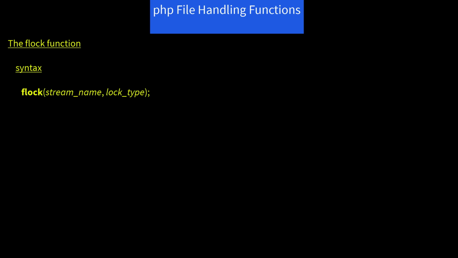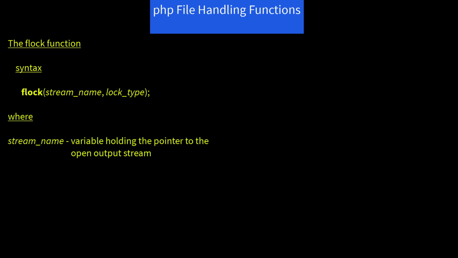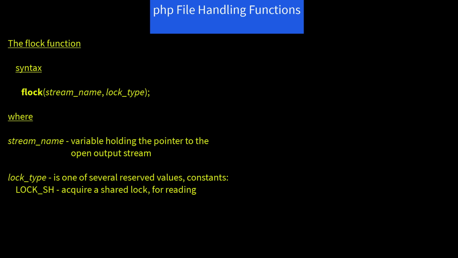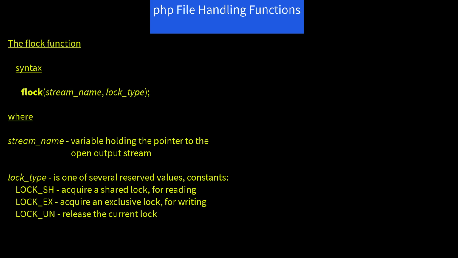So the syntax is flock(stream name, lock type). Stream name is the variable holding the pointer to the open output stream. Lock type is one of several reserved values, constants. LOCK_SH, acquire a shared lock. That's for reading. LOCK_EX, acquire an exclusive lock. That's for writing. And LOCK_UN, release an existing lock. That is, unlock. The function returns true if successful and false if not.